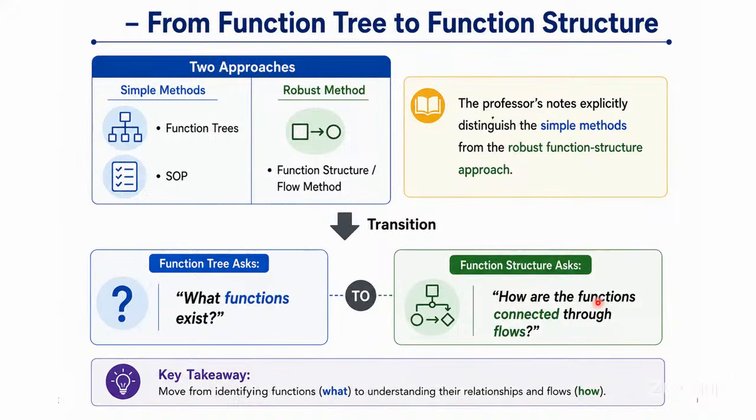We have seen two approaches, that is the function tree or FAST method and the SOP method. Both ask what functions exist in the product. Now we are going to transition to the next technique, the function structure technique. We are going to ask how these functions are connected through the flows. So from what, we are going to go to how.